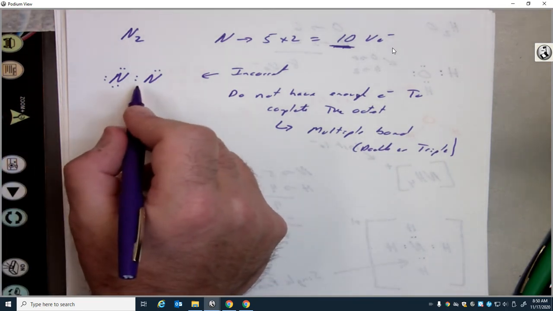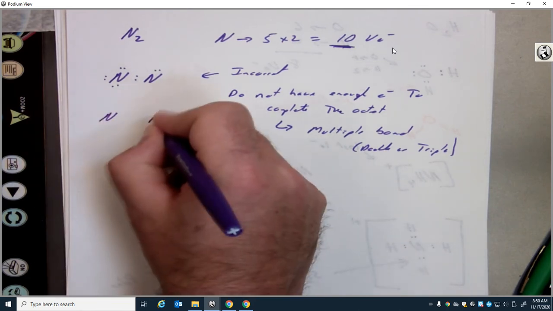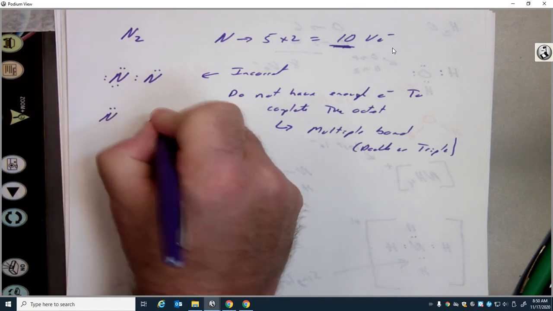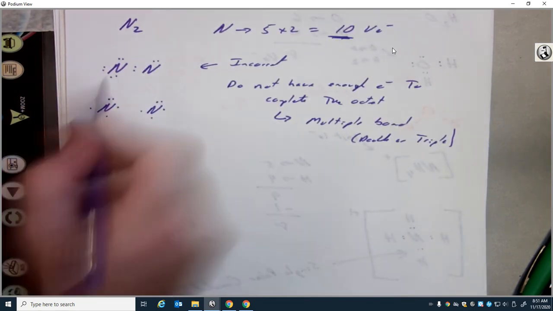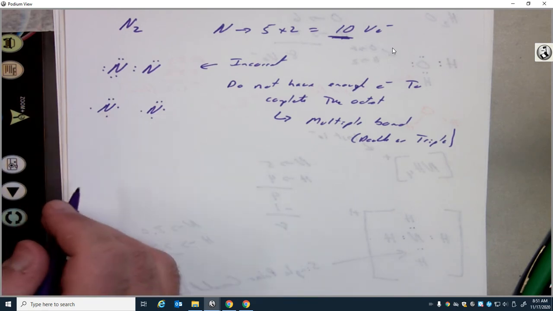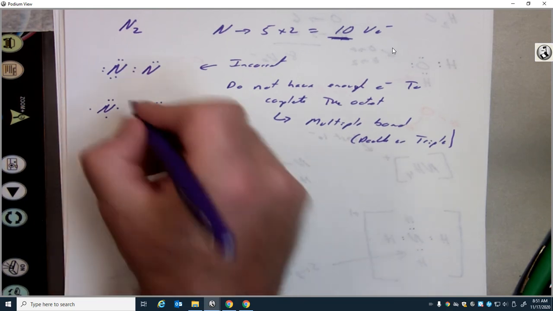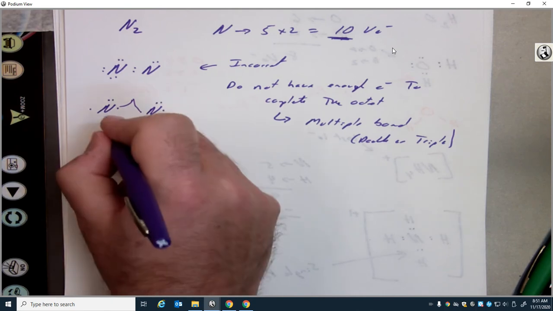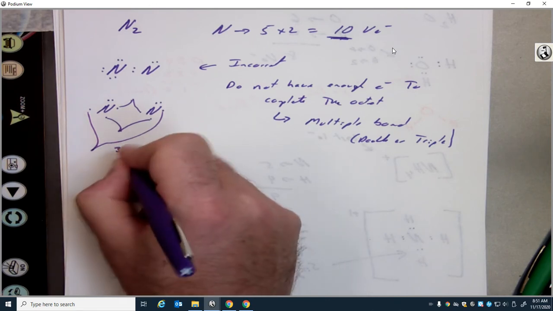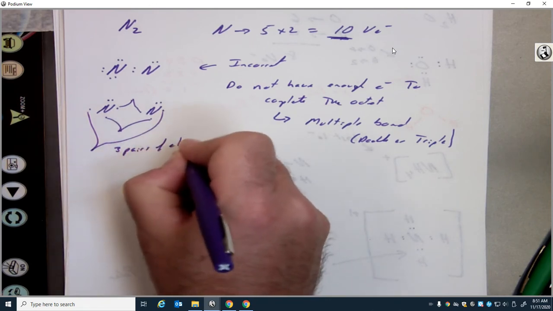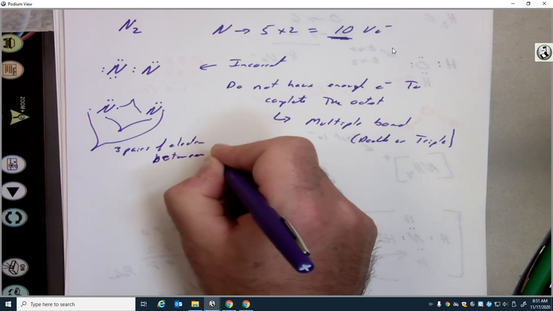Well, the question is, is it a double or is it a triple? And sometimes this will help. If we draw the original dot diagrams of each one of these, we can kind of see what's going to happen, because what we're really doing is we're pairing up electrons, right? So if we look here, this guy needs 3 electrons, this guy needs 3 electrons. And what ends up happening is these guys pair, and these guys pair. So we're making 3 pairs of electrons between the 2 atoms.